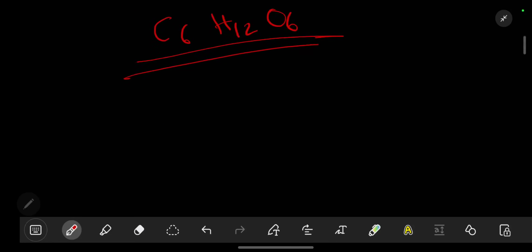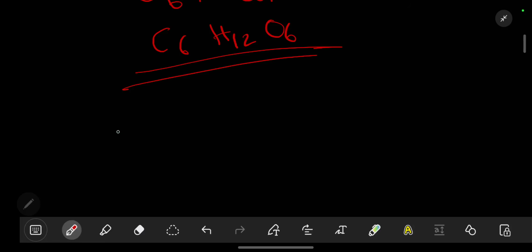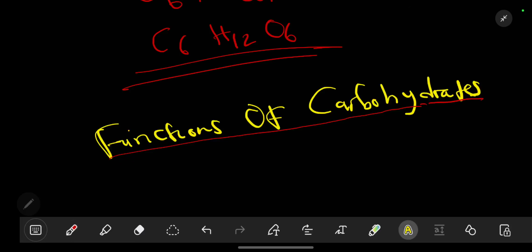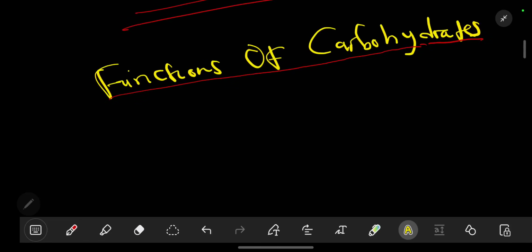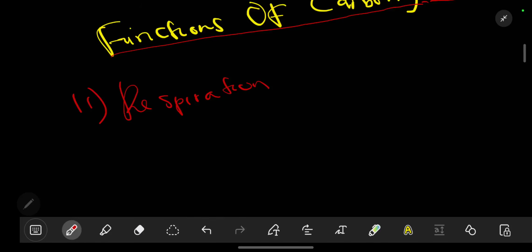Now the carbohydrates have a range of functions. Firstly, carbohydrates are used in respiration. So the first function is respiration. Under respiration, there is the release of energy from sugars such as glucose.